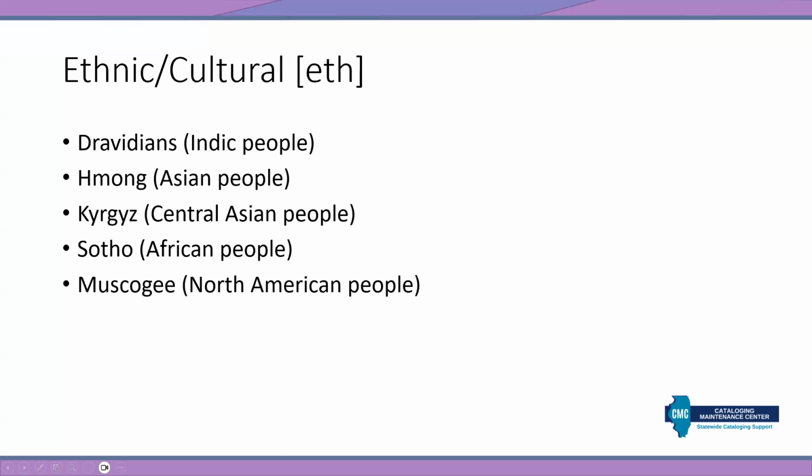Okay. The category does not include ethnic and cultural groups that are also demonyms, a word or phrase used to refer to people who reside in or are natives of a place associated with a country which is included in the national regional category, such as Germans or Japanese. The examples on the slide are from L510, ethnic cultural category from the LCDGT manual. So we've got Dravidians with Indic people in parentheses, Hmong with Asian people in parentheses, Kyrgyz with Central Asian people in parentheses, Sotho with African people in parentheses, and Muskogee with North American people in parentheses.